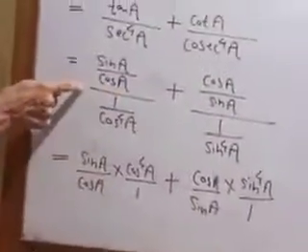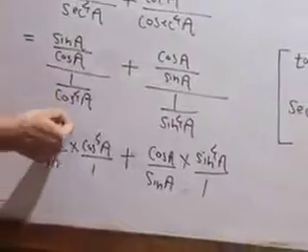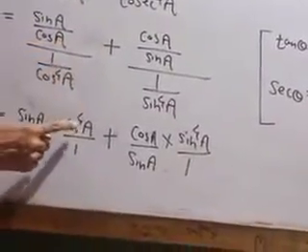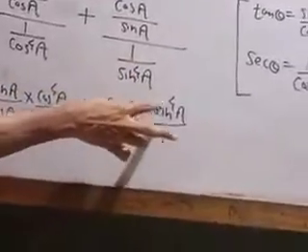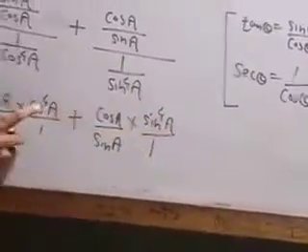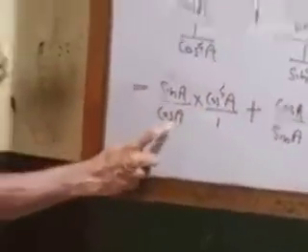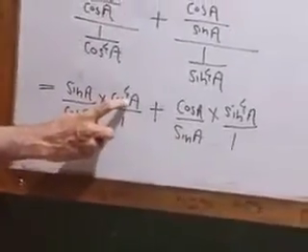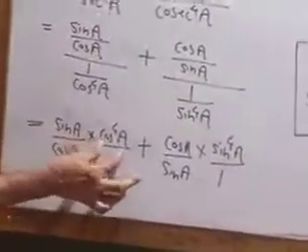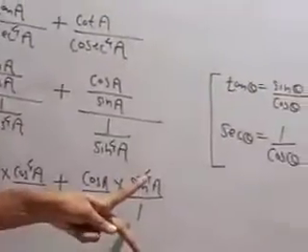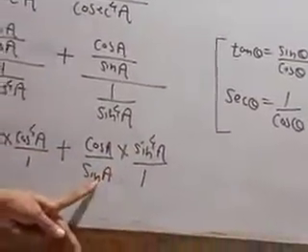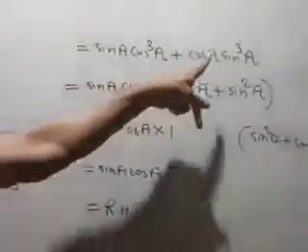This is division. When we multiply it, that number will be reciprocal. Cos raised to 4A upon 1, and here into sin raised to 4A upon 1. From cos raised to 4A, one cos cancels. Therefore, sin A into cos cube A, first term. Second term, from sin raised to 4A, one sin A cancels. That is sin cube A.